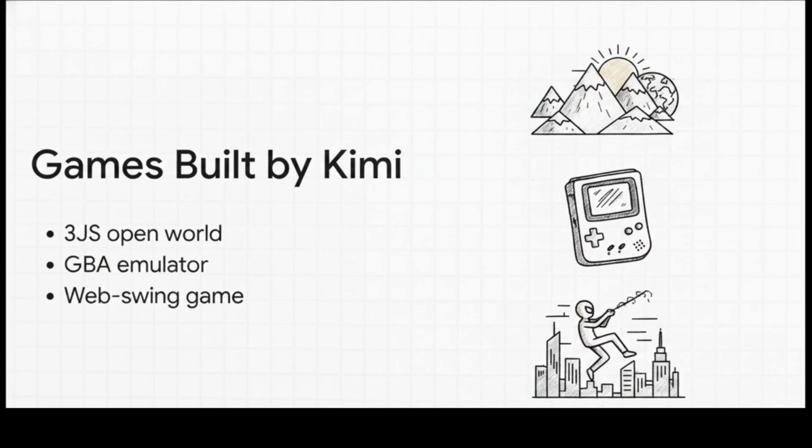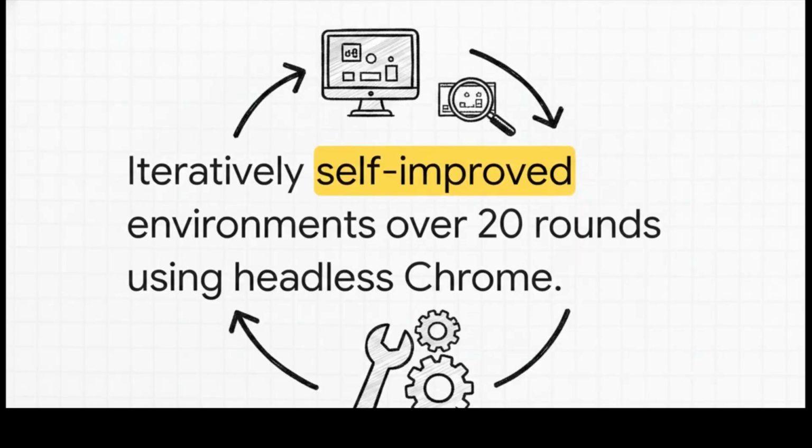Creators are already using Kimi K3 to build fully procedural Three.js open worlds, complete with dynamic weather and snowy mountains. One user even got it to build a functioning Game Boy Advance emulator. But I think the most visually impressive one is this browser-based cyberpunk web-swinging experience. The AI didn't just write basic code for this. It engineered 120 frames per second web-swinging traversal mechanics, complete with semi-implicit pendulum physics and energy-conserving rope constraints. No way, right?